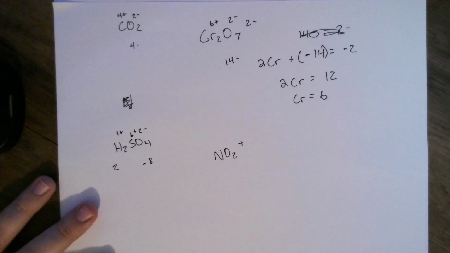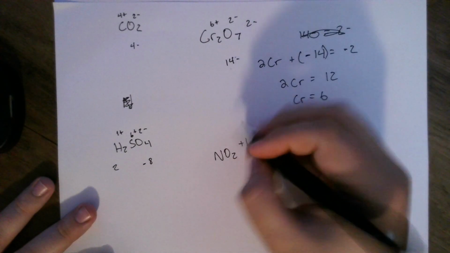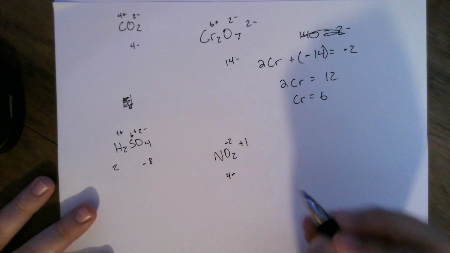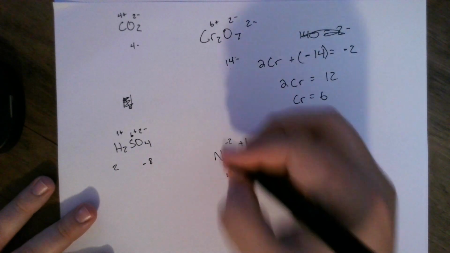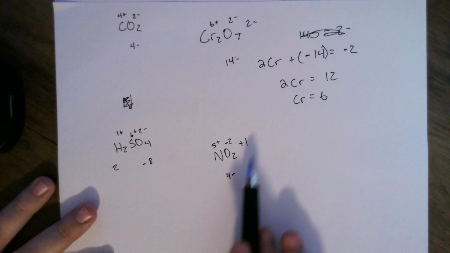NO2 plus. When I finish, this needs to equal 1 plus. Oxygen is always 2 minus. Times 2, this equals 4 minus. To make it equal 1 plus, nitrogen needs to be 5 plus. It's 5 plus 4 minus equals 1 plus.